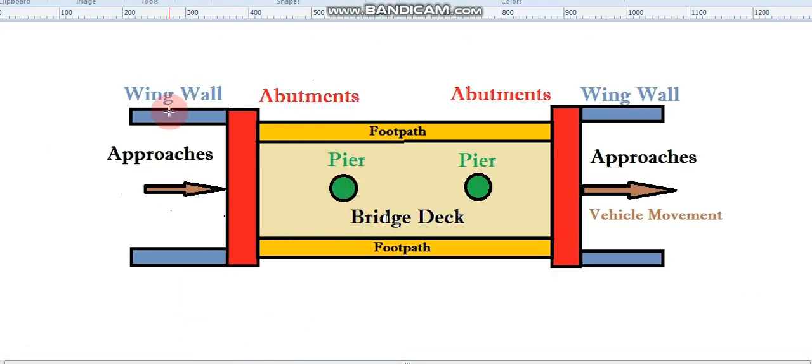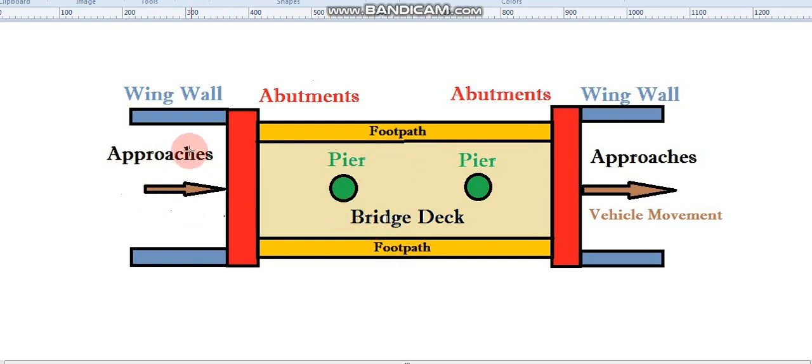If you see, this is one of the bridges, and these are the various components of the bridge. In that, this one is the abutment. The red color indicates the abutments. Abutments are present at the end of the bridges. This is the width of the bridge, these are the two piers, this is the length of the bridge or span, and at the ends of the bridge, there is a footpath.